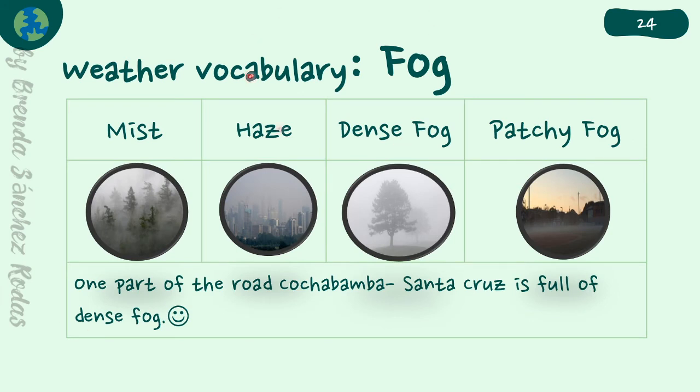So let's continue with fog. When you have mist, it's half and half covered with fog. You can see something but not very well. We have haze. It's quite similar to mist, but a little bit less than mist. We have dense fog. It's like really heavy mist. You can barely see the object. And we have patchy fog that is like barely nothing. So like you see here, you can see some fog, but it's not very strong. For example, one part of the road, Cochabamba Santa Cruz, is full of dense fog. Have you seen that? Because when you go from Cochabamba to Santa Cruz, you see that dense fog.